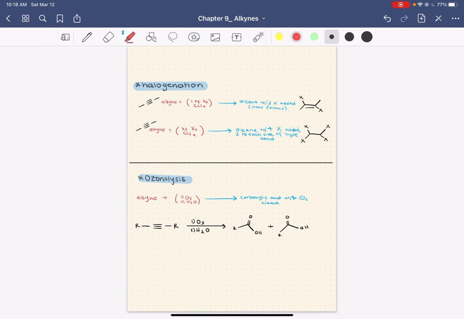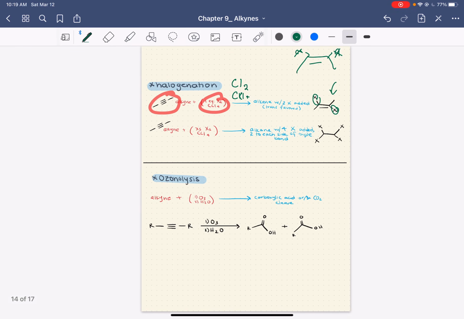All right, so you have a triple bond, you treat it with one equivalent of, say, Cl2, and then CCl4. You're just going to be adding halogens to both sides of the triple bond. Trans is usually favored, but you also get the cis form of this, just letting you know. Trans is more favored though, but it's good to know because if you're asked to draw all the products, you get cis and trans.